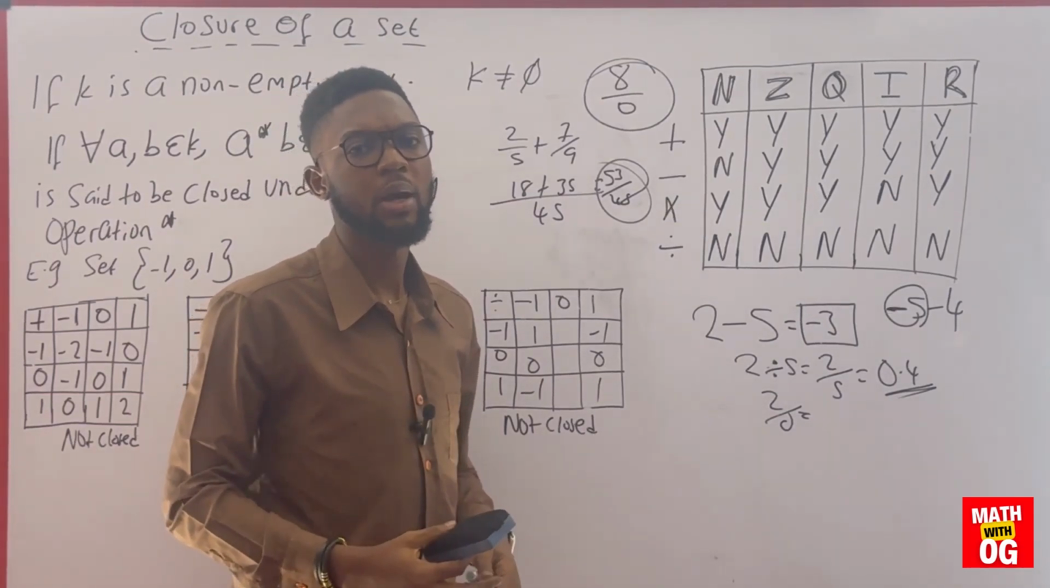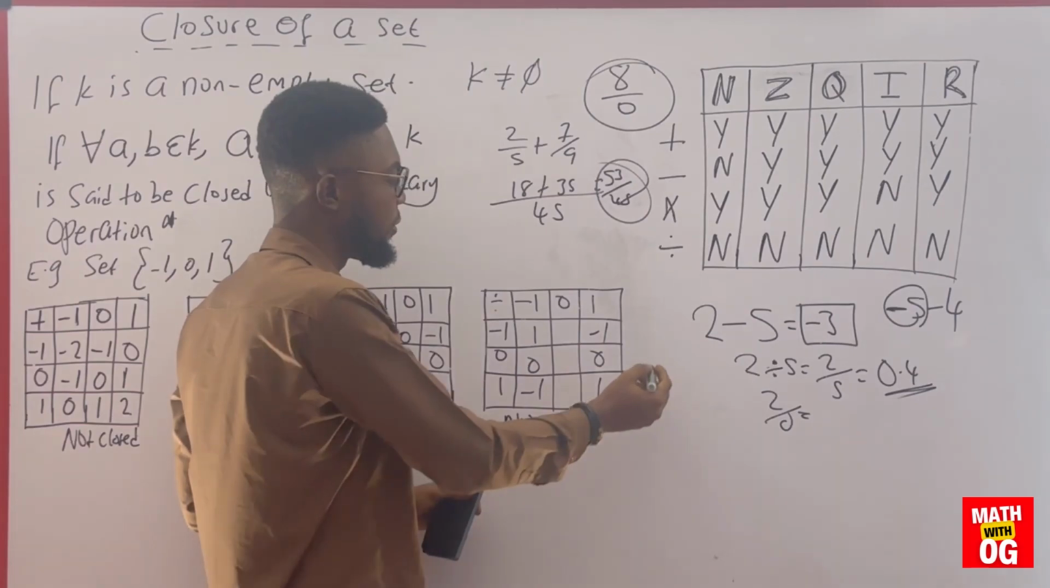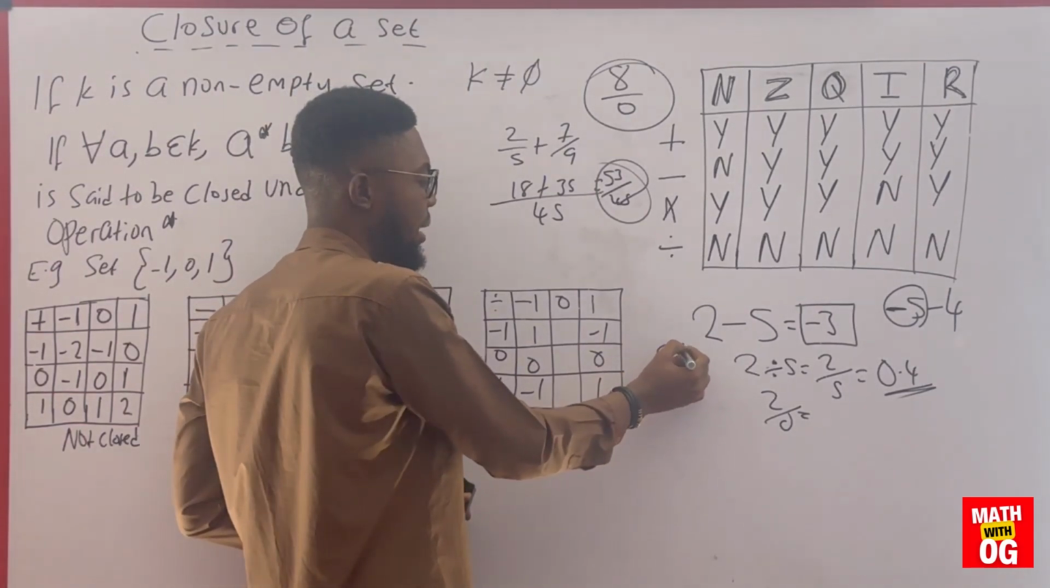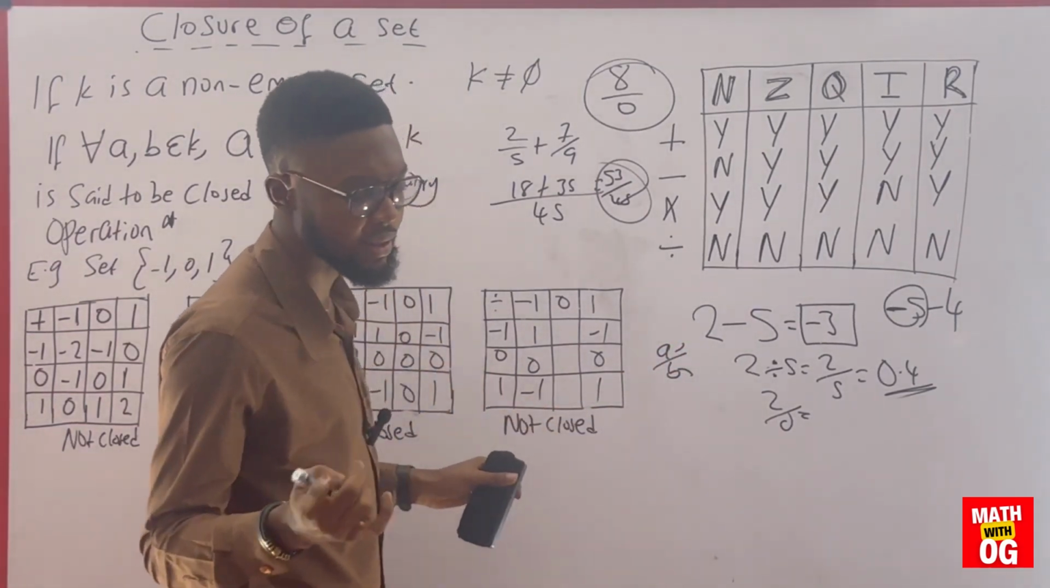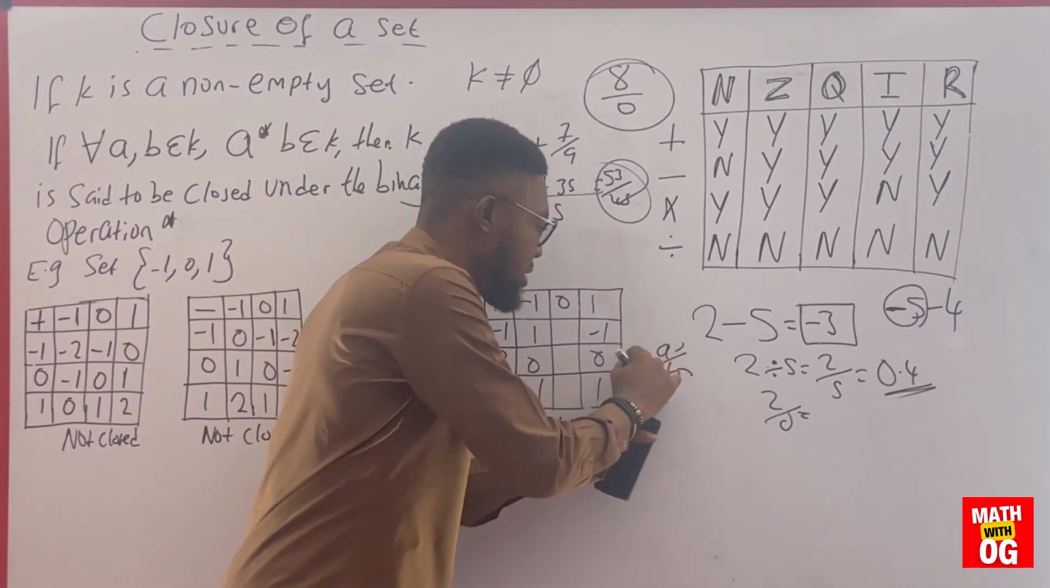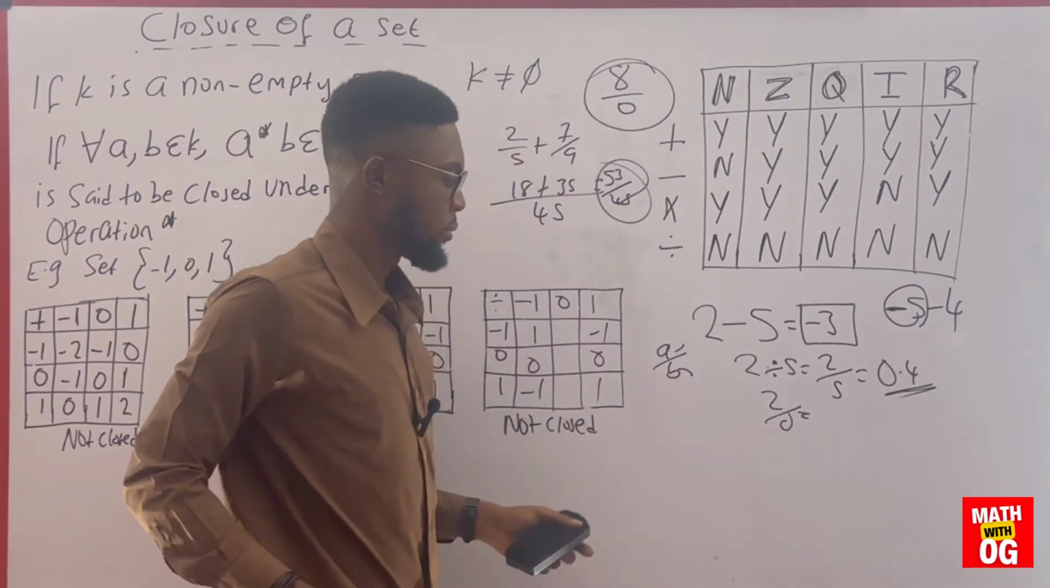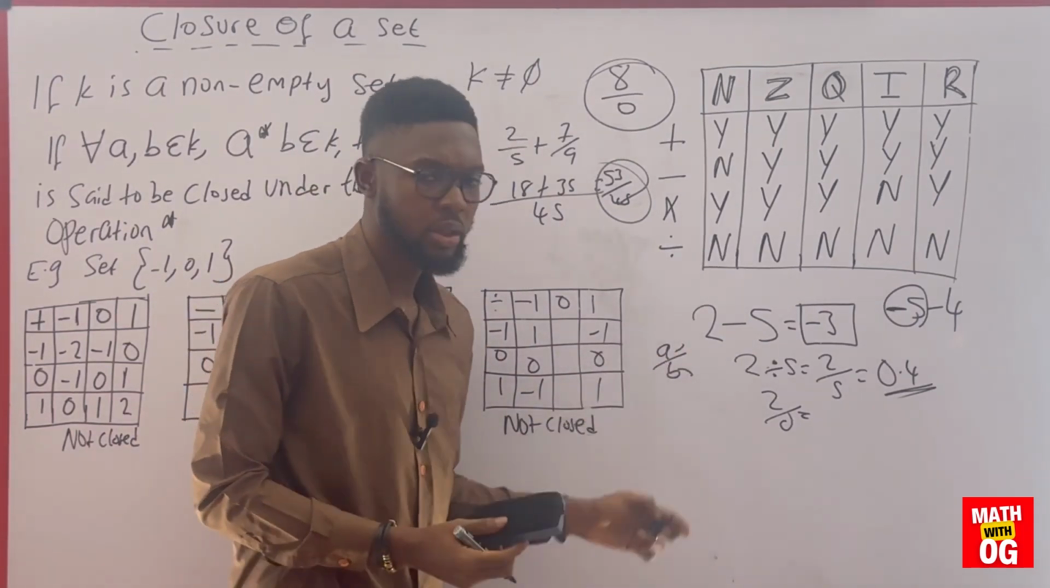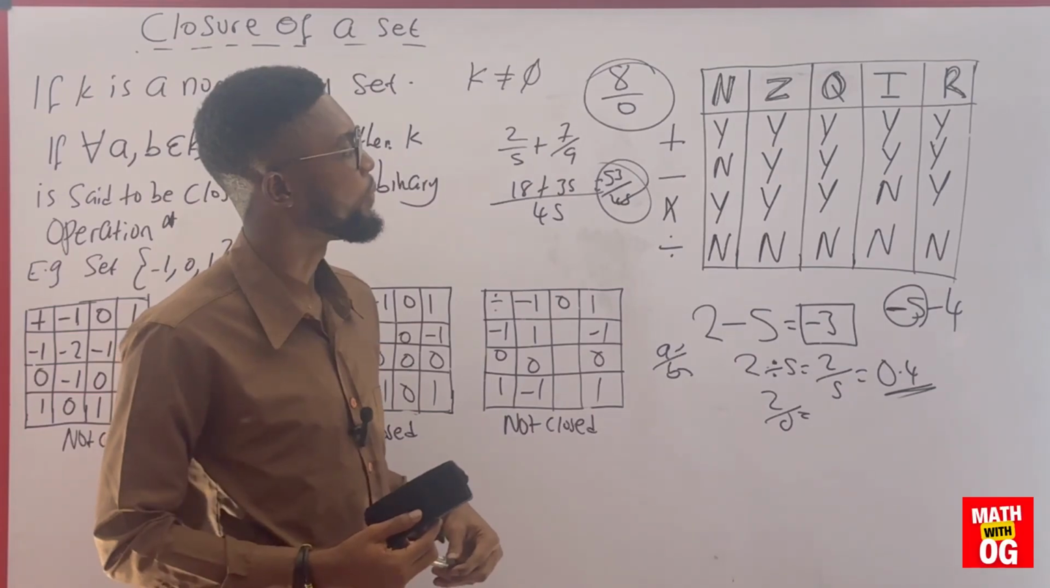And remember, a rational number is a number that can exist in the form a over b, where a and b are integers, provided b is not equal to 0. So when b becomes 0, this automatically ceases to be a rational number.